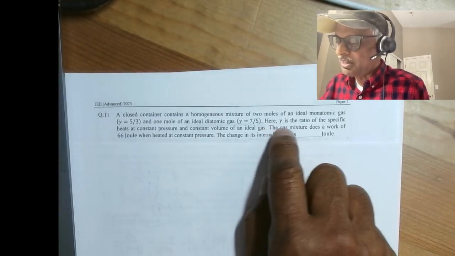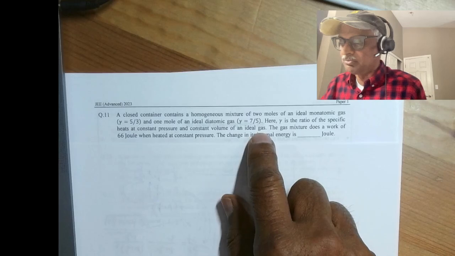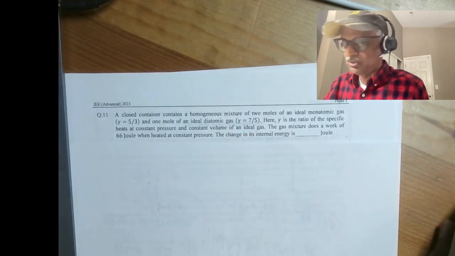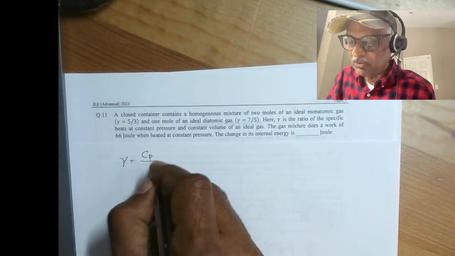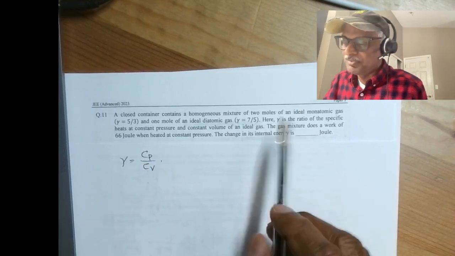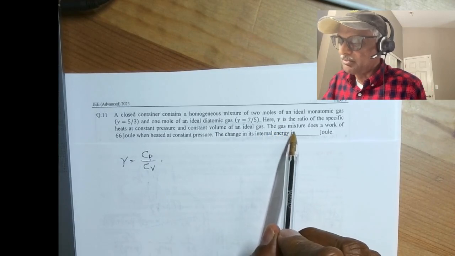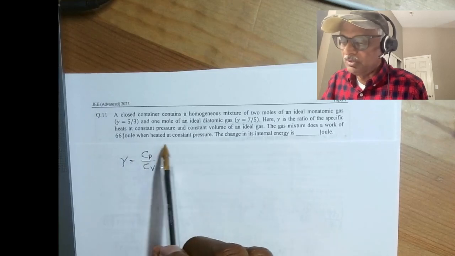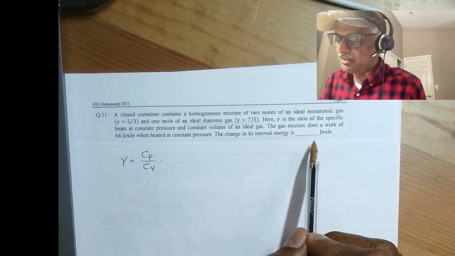Here gamma is the ratio of the specific heats at constant pressure and constant volume of an ideal gas, Cp and Cv. So you already know gamma is Cp over Cv. The gas mixture does a work of 66 joules when heated at constant pressure. The change in internal energy is what we need to find.